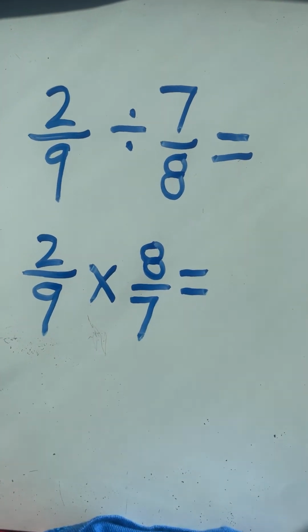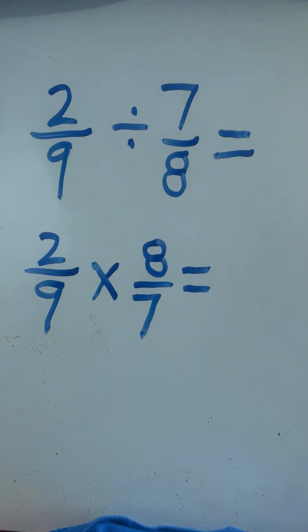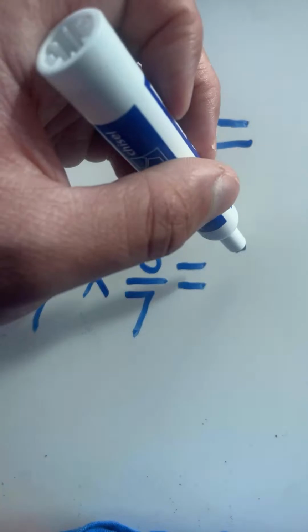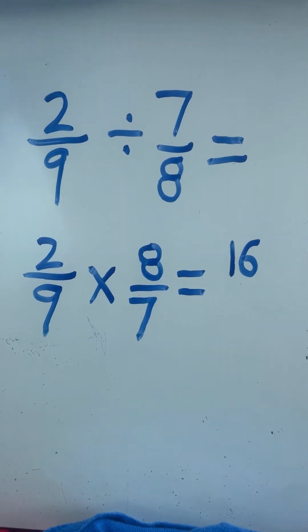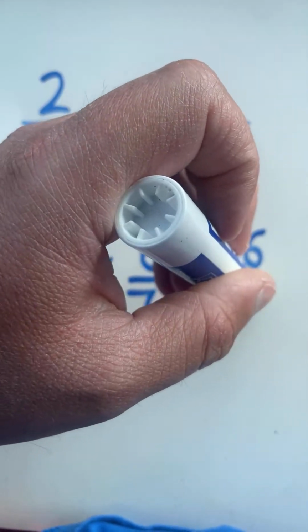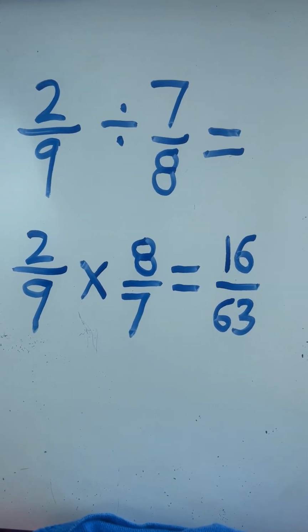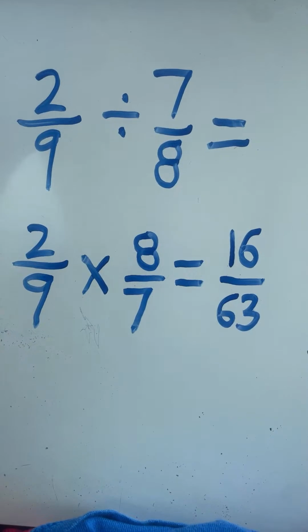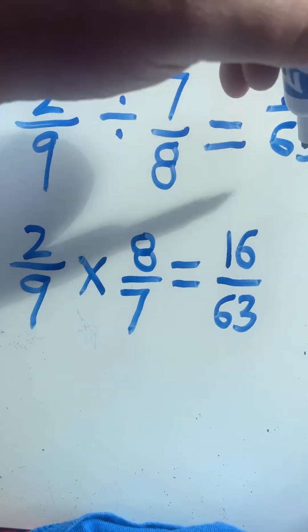And now we are ready to multiply. We are going to multiply our numerators and multiply our denominators. 2 times 8 equals 16. 9 times 7 equals 63. Shout out to the person in the chat that just put the correct answer. 2/9 divided by 7/8 equals 16/63.